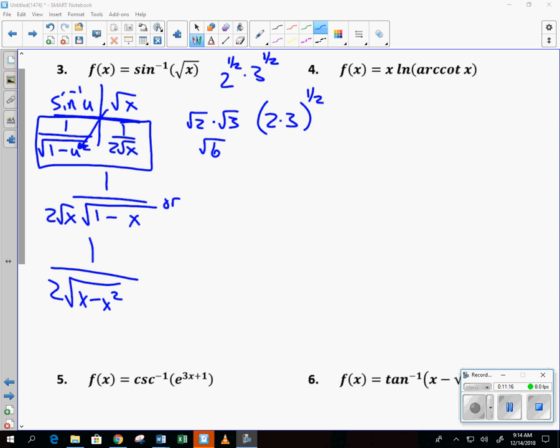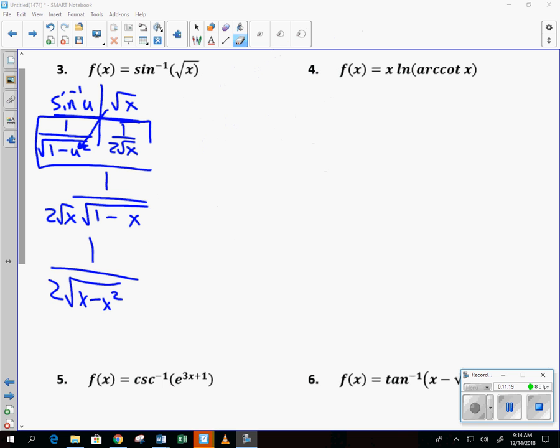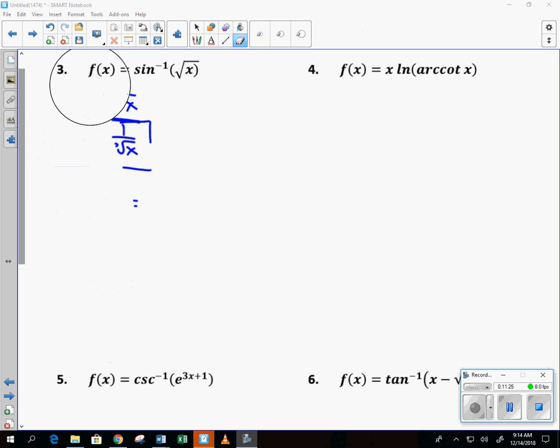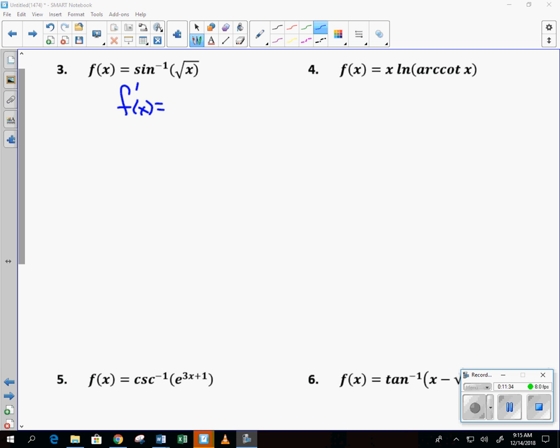Okay. All right, the next one. What rule? Product. Yeah. Product with the chain. I mean, just about everything involves a chain rule now, right? But this one definitely has the product starting. So I've got f prime of x is equal to, I start with the derivative of x, which is just 1 times the natural log of arc cotangent of x. Pretty easy so far. Plus x times, now I need the derivative of natural log of arc cotangent of x.